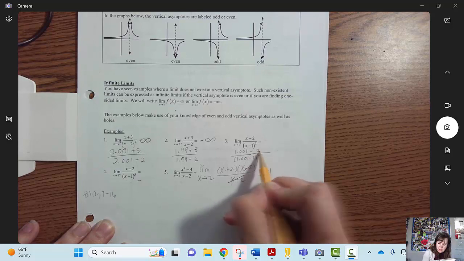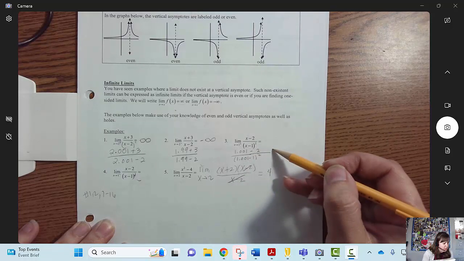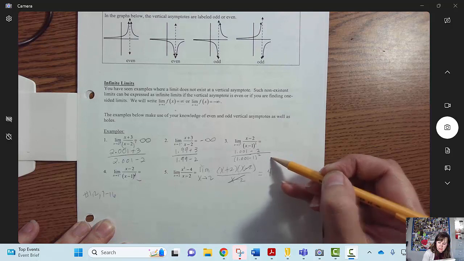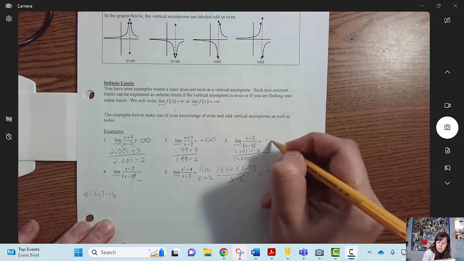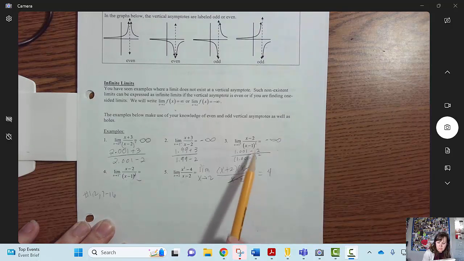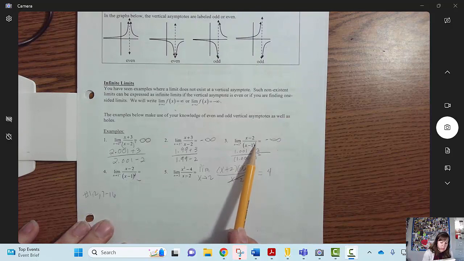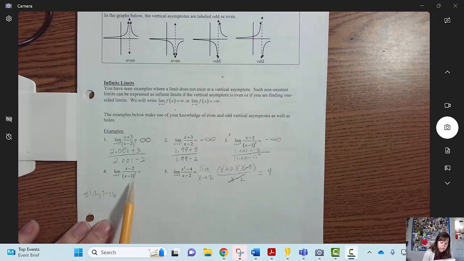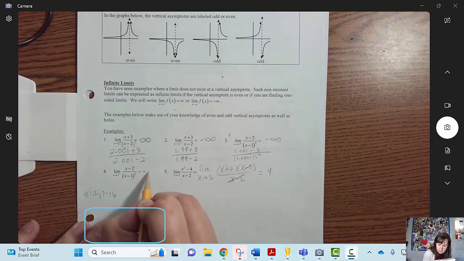Oops, I forgot my -2. So that would be a negative on the top, but a positive on the bottom. So this should be negative infinity. And this is an even asymptote. So when we look down here at example 4, we know that these two should do the same thing. So this one should be negative infinity.